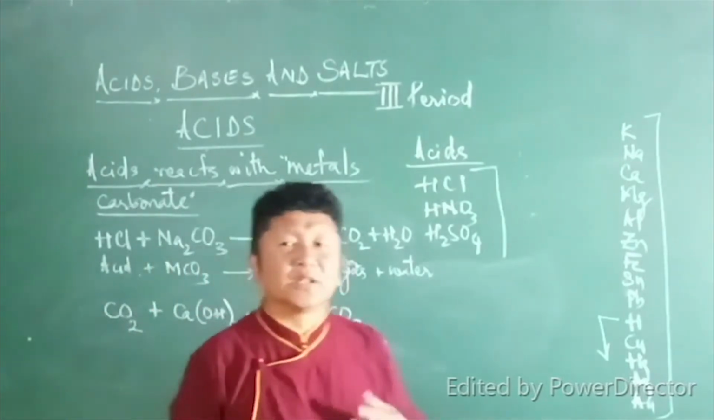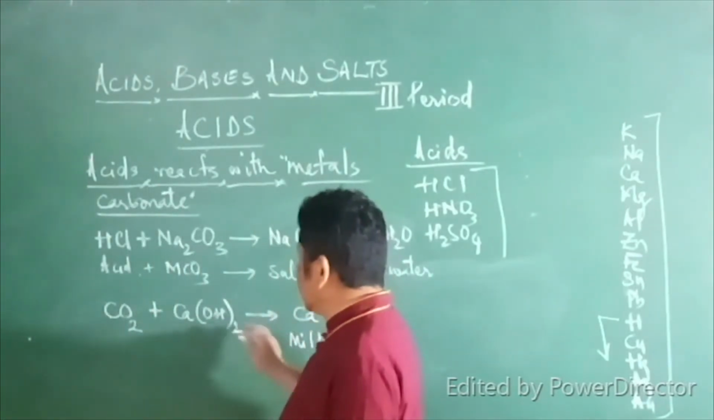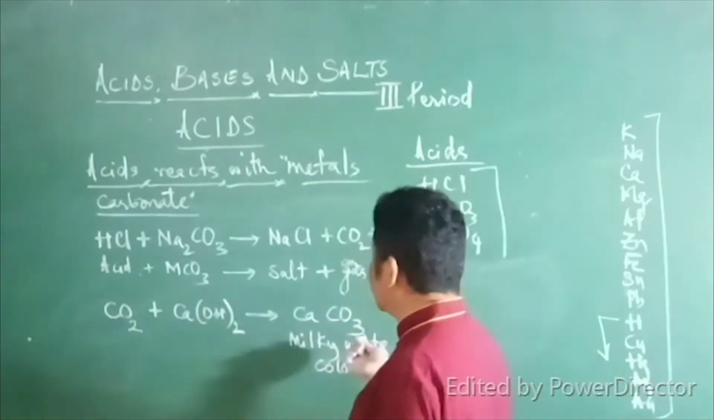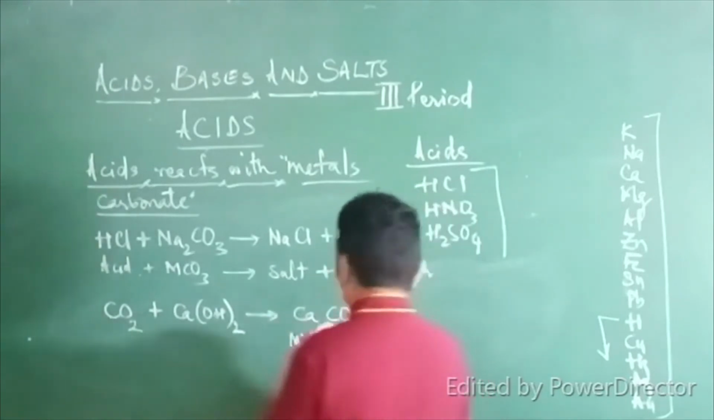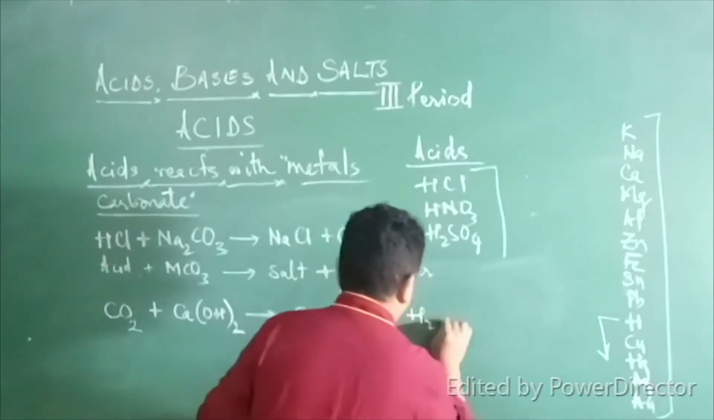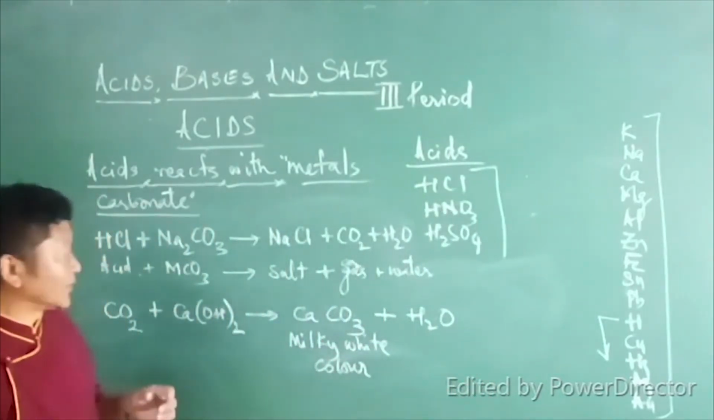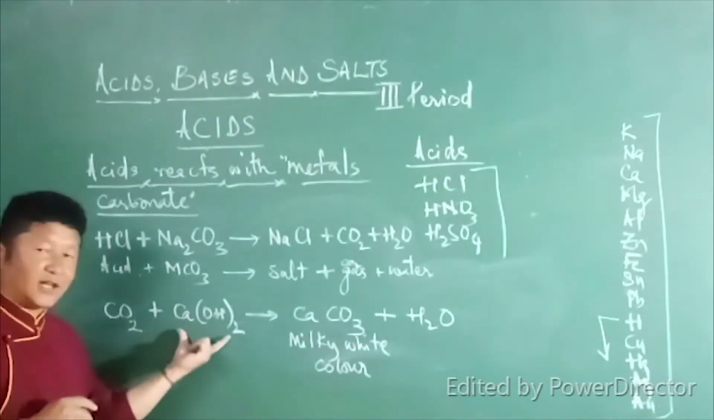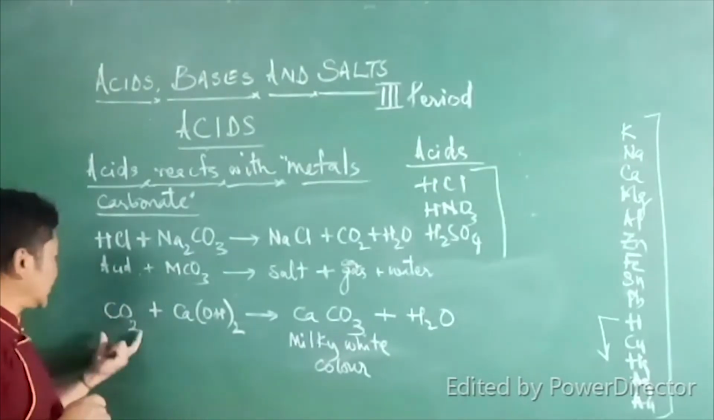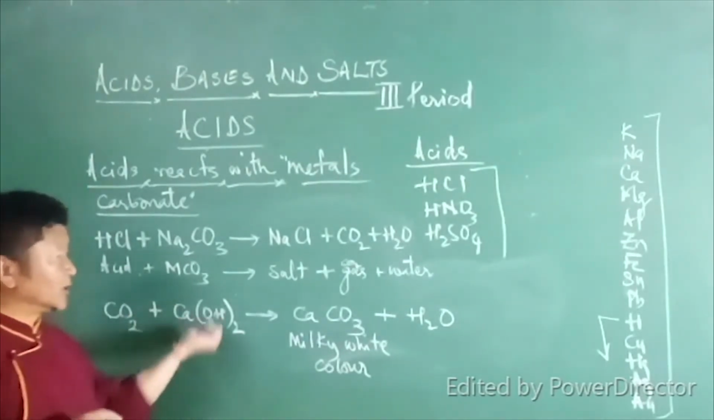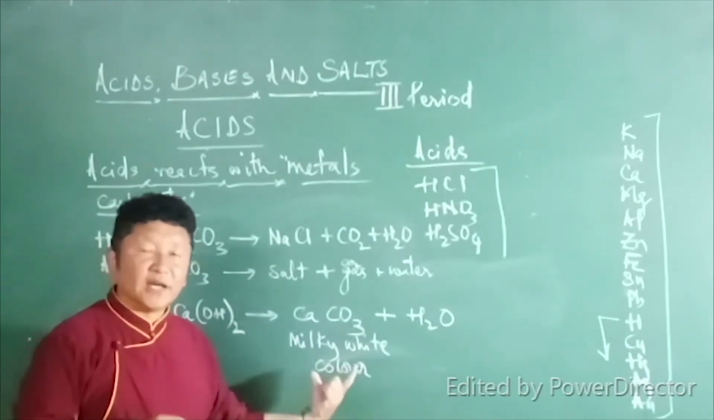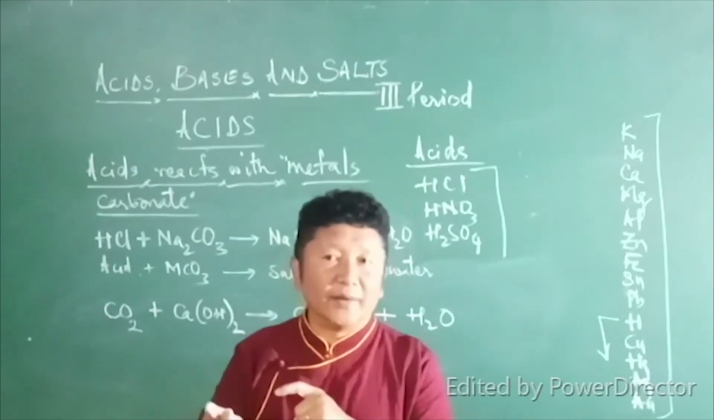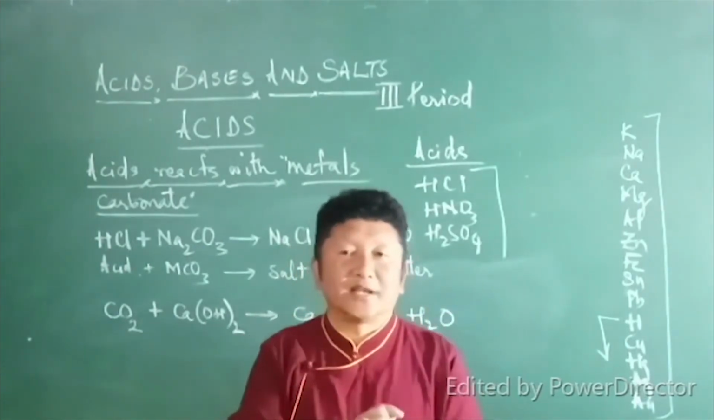Milky white color or milky white precipitate. So when lime water changes to milky, we say that there is a presence of carbon dioxide gas. When carbon dioxide passes through lime water, the lime water gets converted into milky. When lime water turns milky, the gas present there is called carbon dioxide gas.